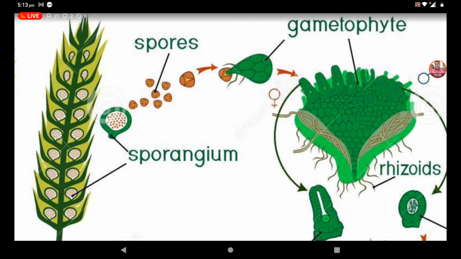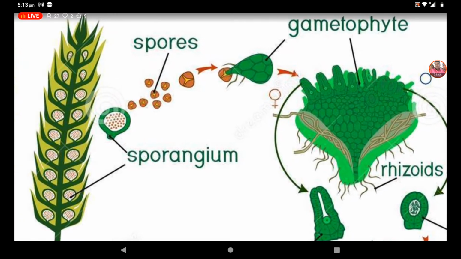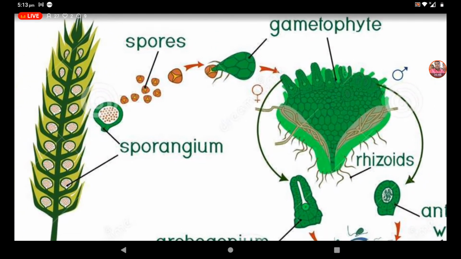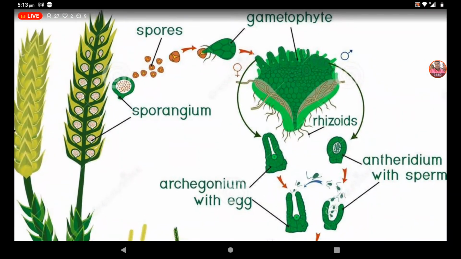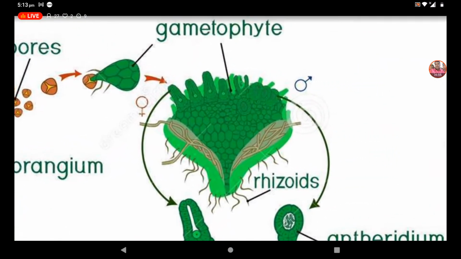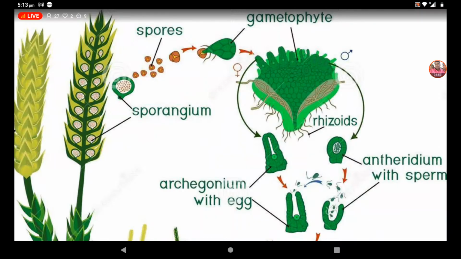Such a sporangium forms the spores by reductional division. Until then they are in the diploid state, and now the haploid state begins, which is called the gametophyte. The spore germinates and gives rise to the gametophyte.